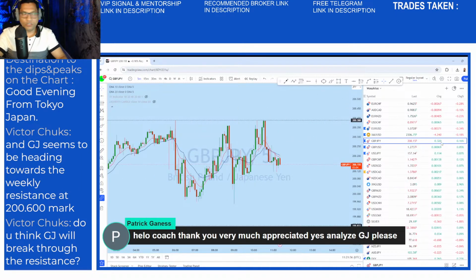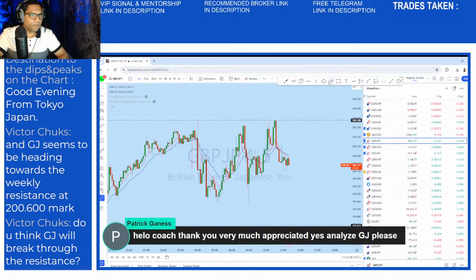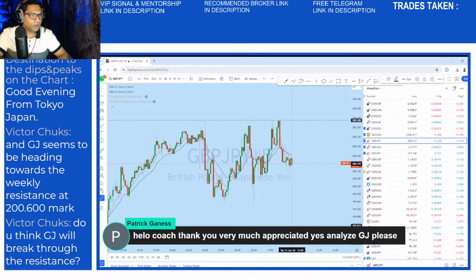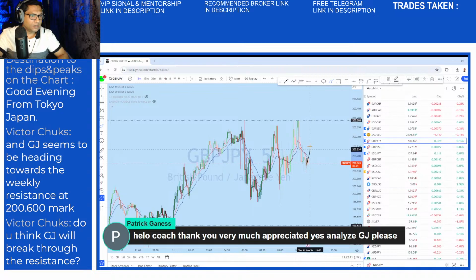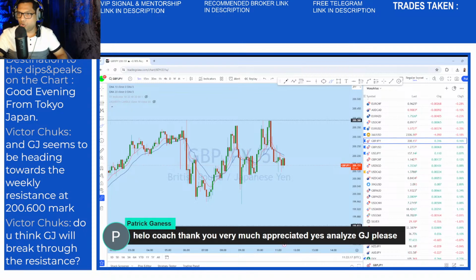So GBP JPY, you can see there is a big drop. There is a narrow area of consolidation. Expecting it to fill that imbalance and then to drop back down to the support level on GBP JPY. So we'll be looking at that.